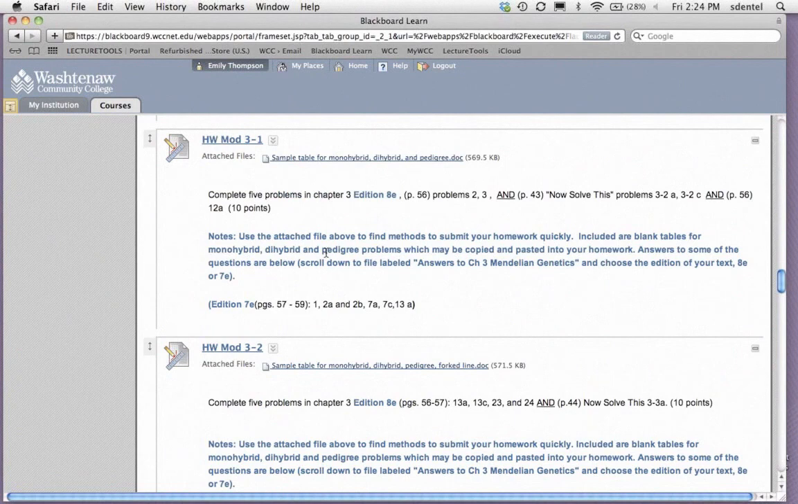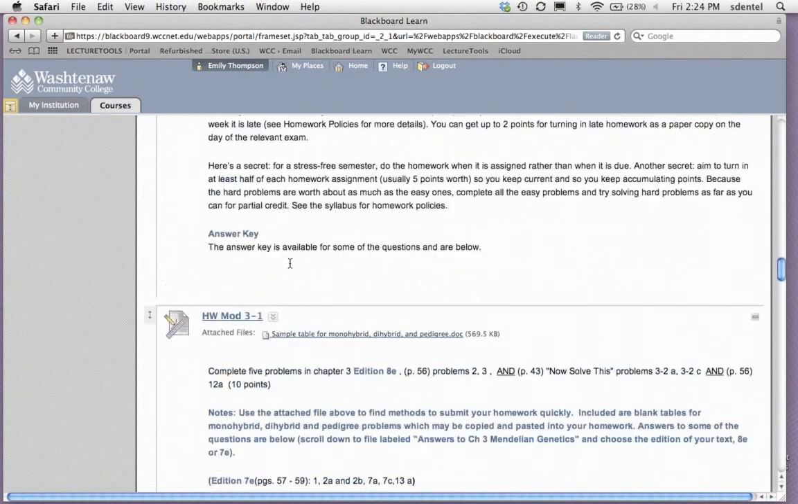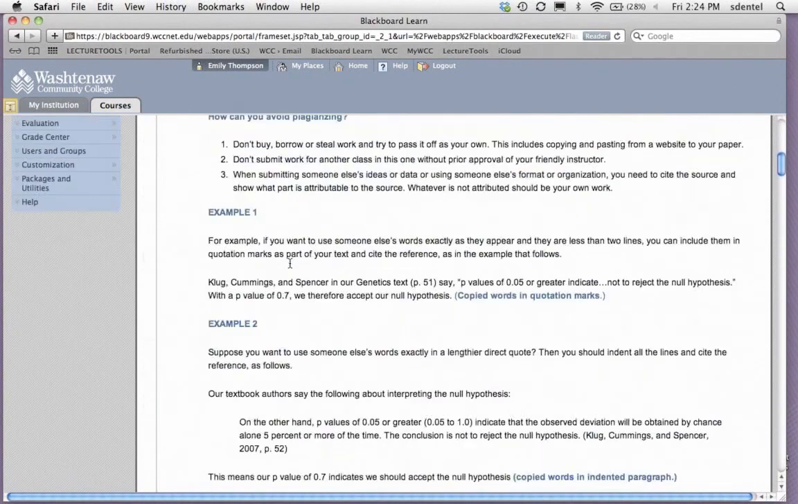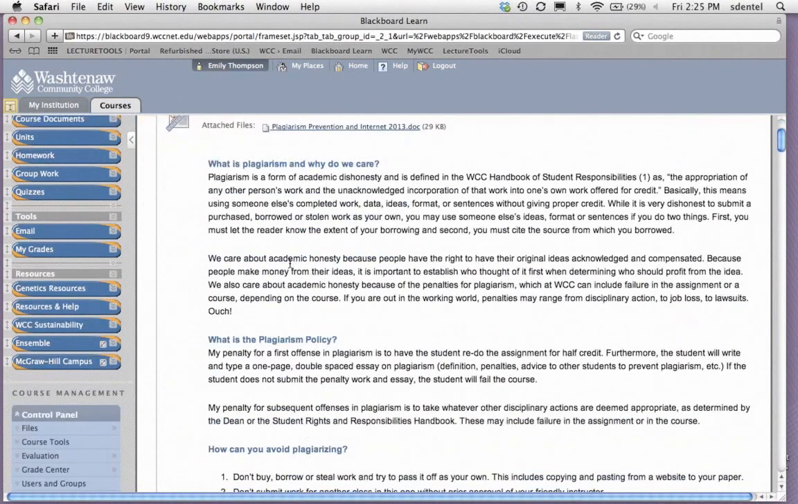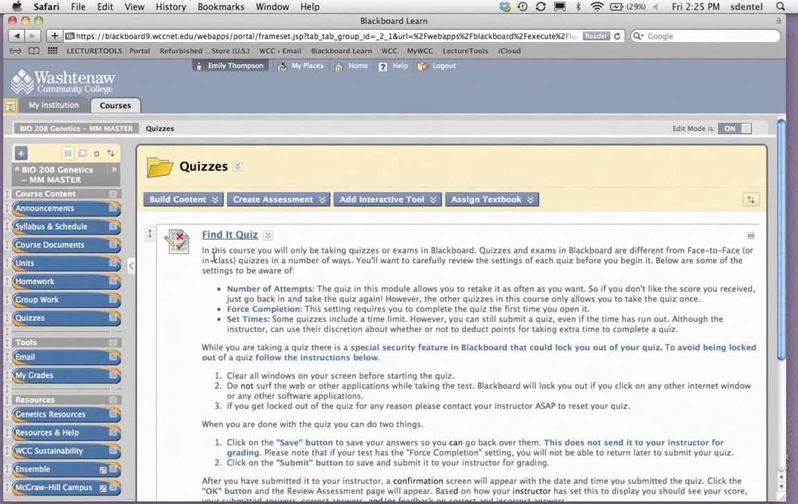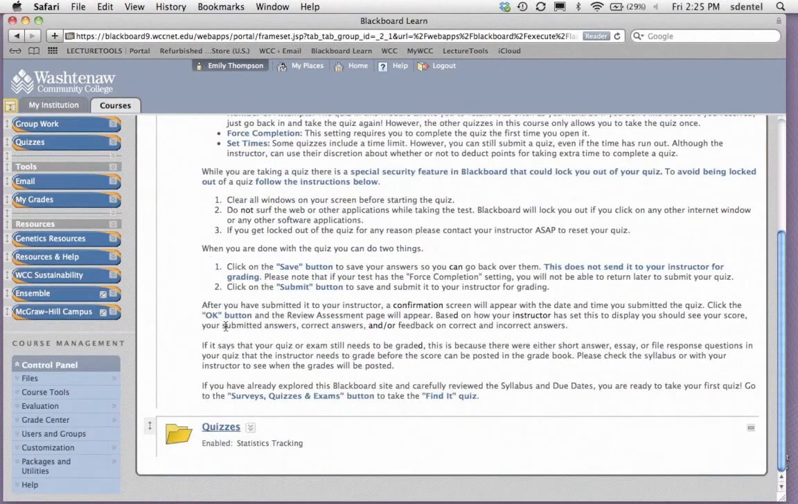Quizzes are given at the end of each unit. They're worth a few points, can be taken twice by the deadline, and the highest of 2 scores is recorded. So here under quizzes is where the quizzes are located, and they're just all in a folder here. These quizzes help me determine if students are doing the work, and they help students practice their exam questions.